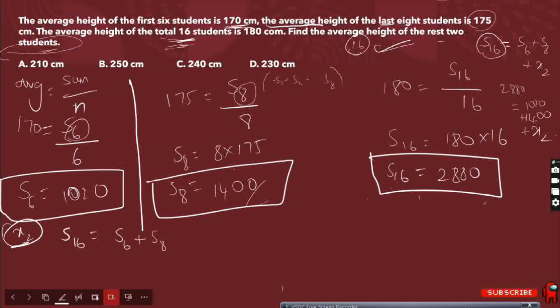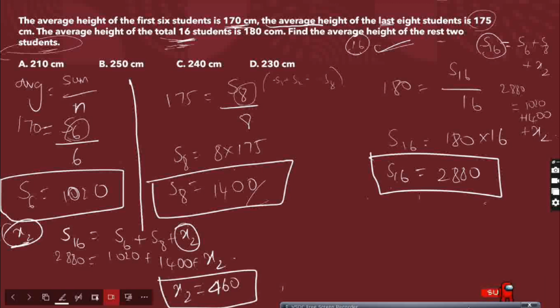6 students, 8 students and x2. We don't know the x2. Now we are going to calculate this x2. S16 is 2880, and that equals S6, which is 1020, plus S8, which is 1400, plus x2. From this we can get the x2 value as 460. So we got the x2 value.